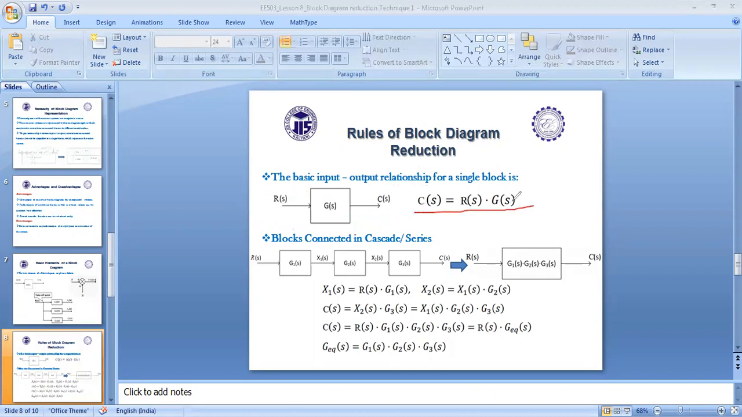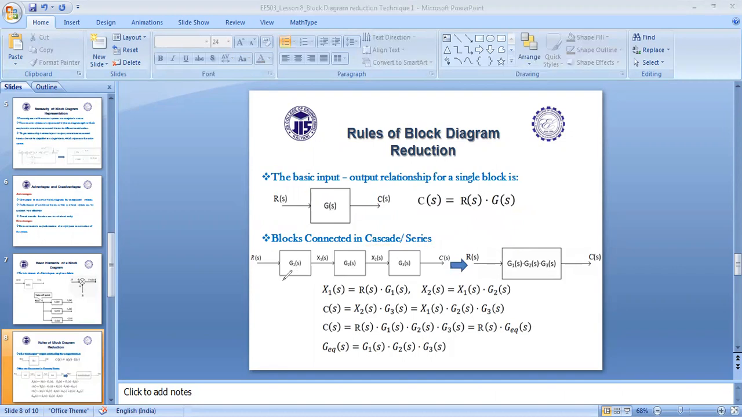So CS equals RS into GS. Based on this fact, this is the very basic rule. Based on this fact, we can move to block diagram reduction rules. First rule is, if blocks are connected in cascade or series, what will happen?